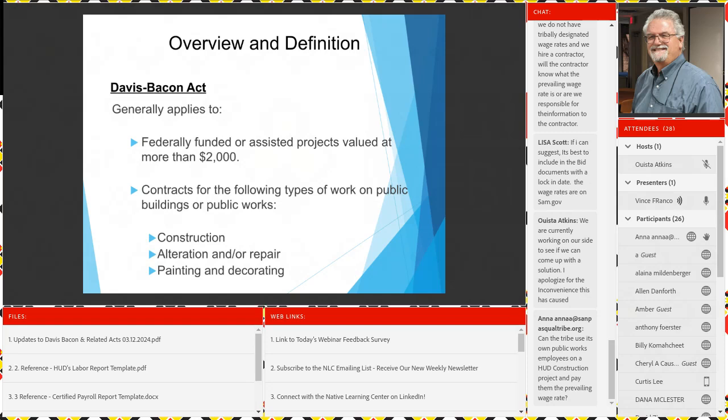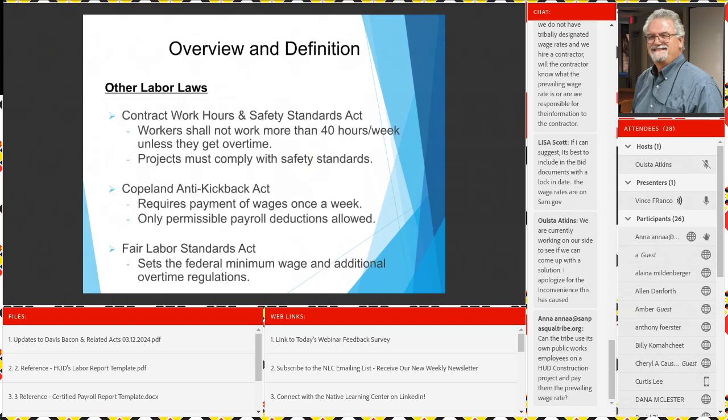Generally applies to, we talked about this, the $2,000 threshold. Contracts for the following types of work: construction, alteration, repair, painting, and decorating. Can't see if it goes on anymore. No other labor laws. Other thing.